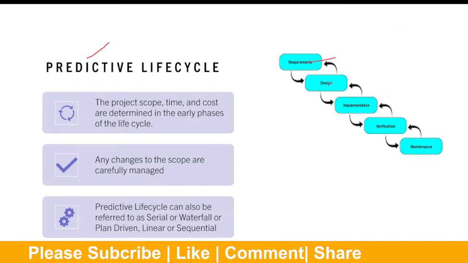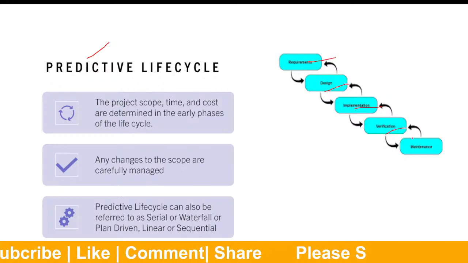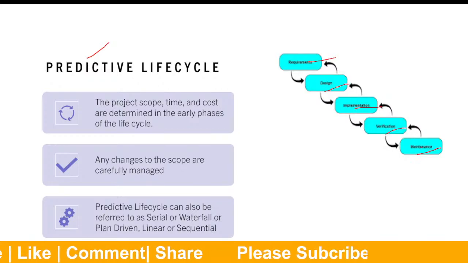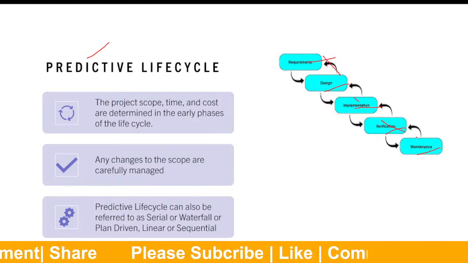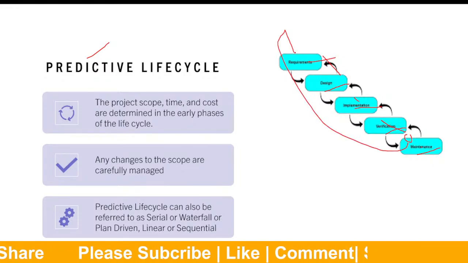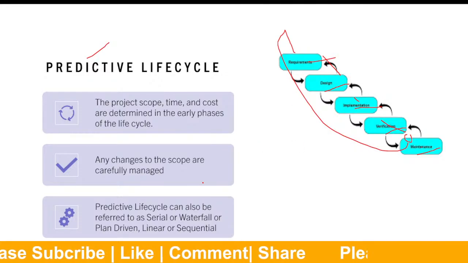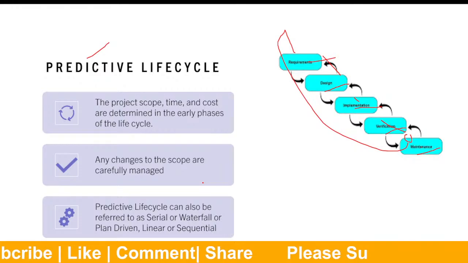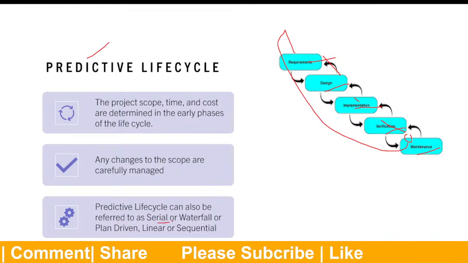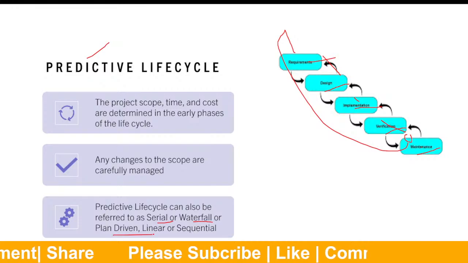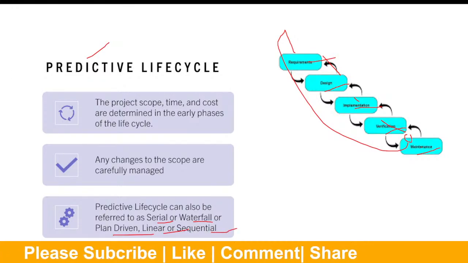You do your requirements, you do your design, you implement, you verify, you maintain. It's waterfall, from step to step to step. If there's a failure here, you have to come and start again. Any changes to the scope will be definitely managed. Predictive life cycle can also be referred to as serial, waterfall, plan-driven, linear, or sequential life cycle.